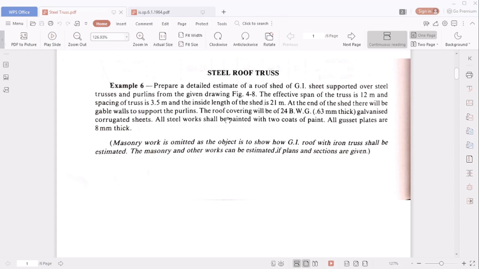Okay, the roof covering will be 24 BWG, that is 0.63 thick galvanized corrugated sheets. All steel work shall be painted with 2 coats of paint. All gusset plates are 8 mm thick. So here the masonry work will be omitted as the object is to show how the GI roof with iron truss shall be estimated. The masonry and other works can be estimated if plans and sections are given.